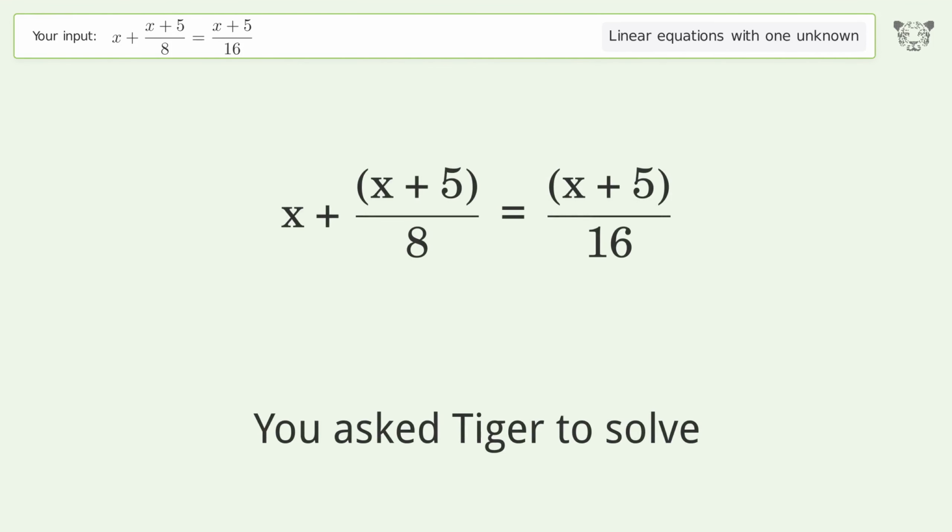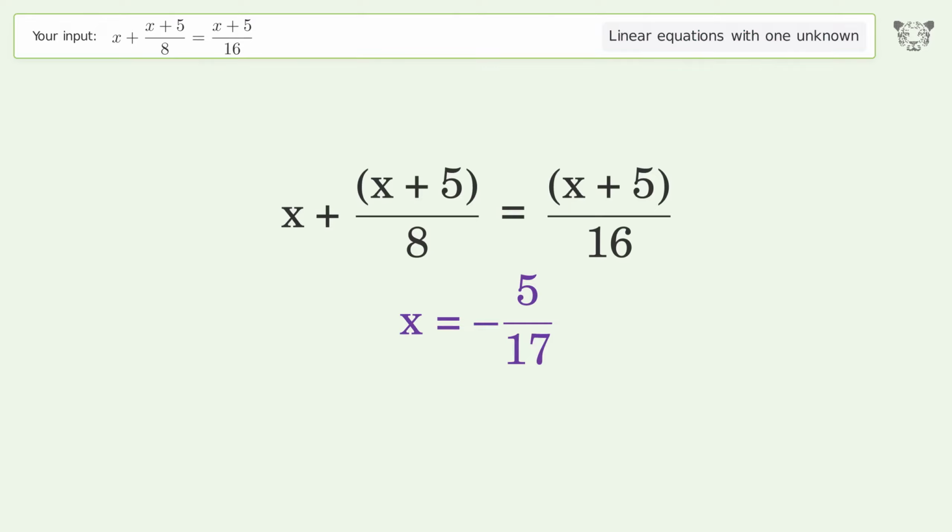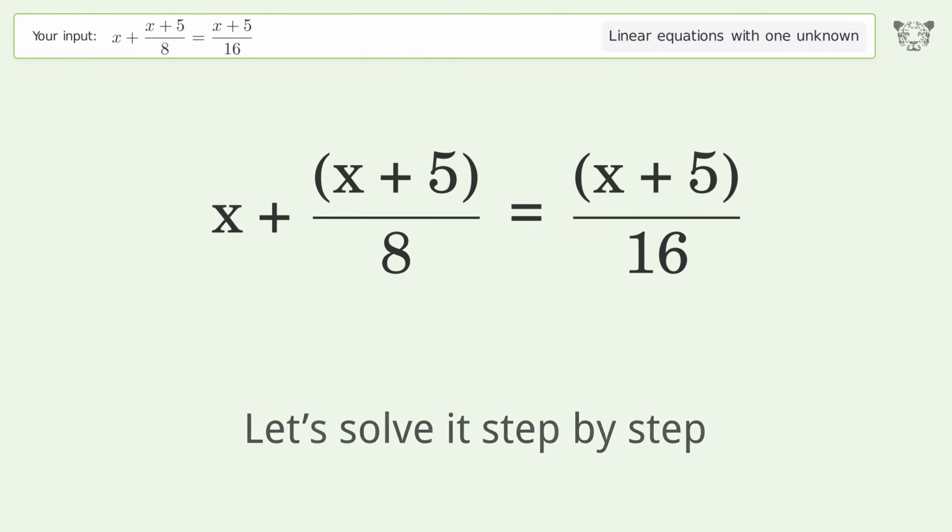You ask Tiger to solve. This deals with linear equations with one unknown. The final result is x equals -5/17. Let's solve it step by step.